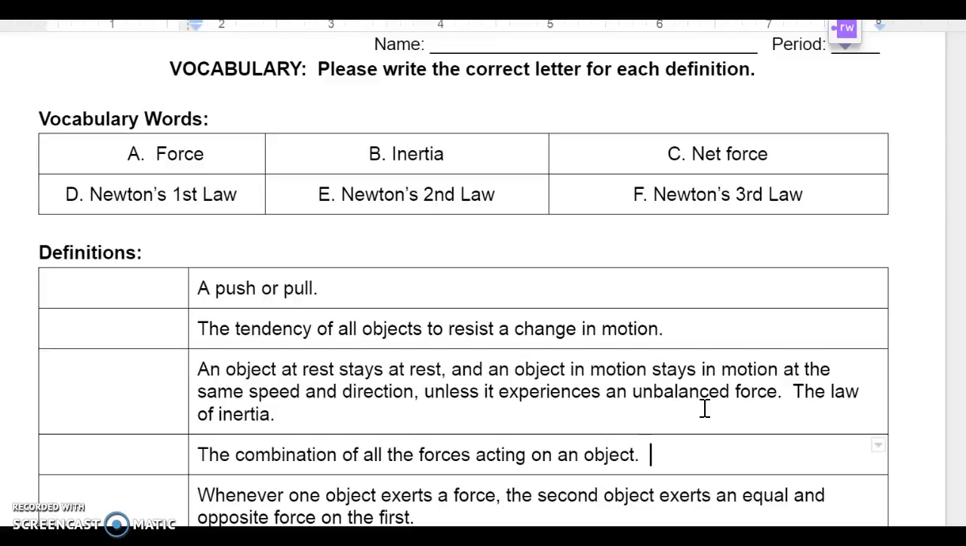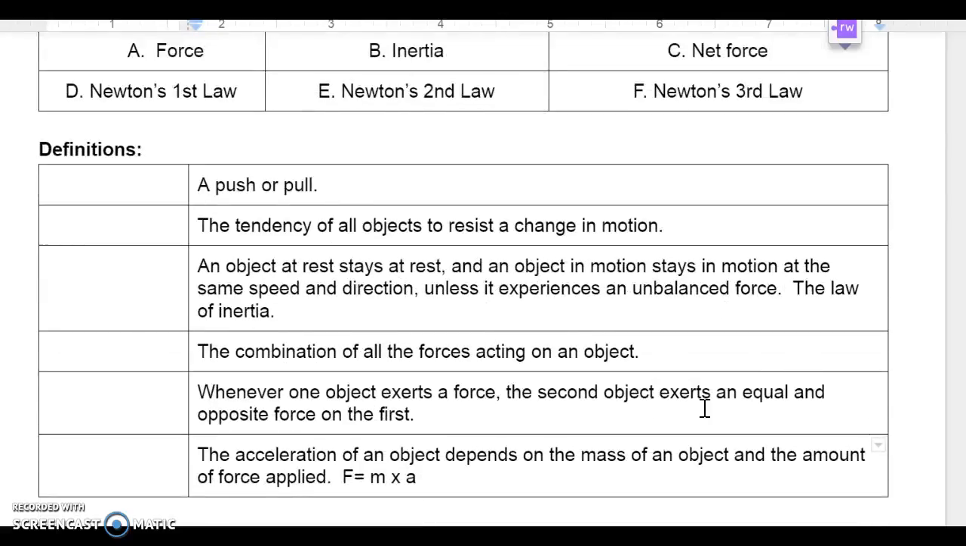Next one is the combination of all forces acting on an object. Next one is whenever one object exerts a force, the second object exerts an equal and opposite force on the first. And last one, the acceleration of an object depends on the mass of the object and the amount of force applied, or force equals mass times acceleration.